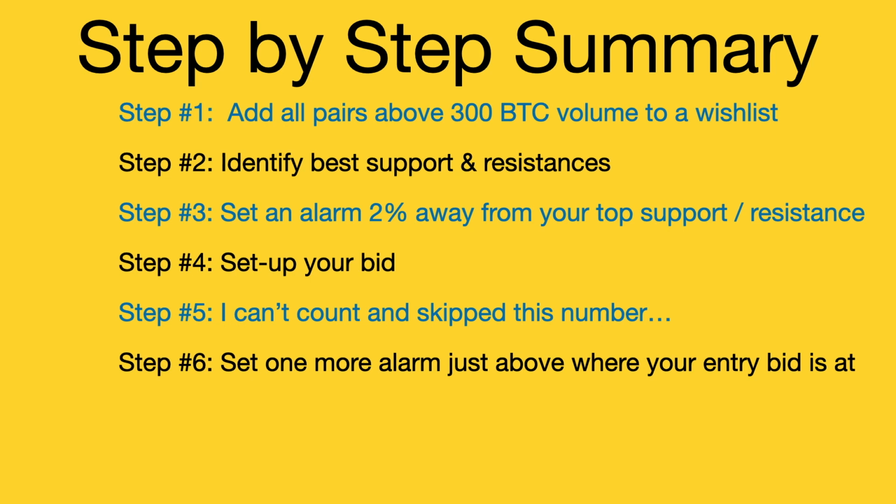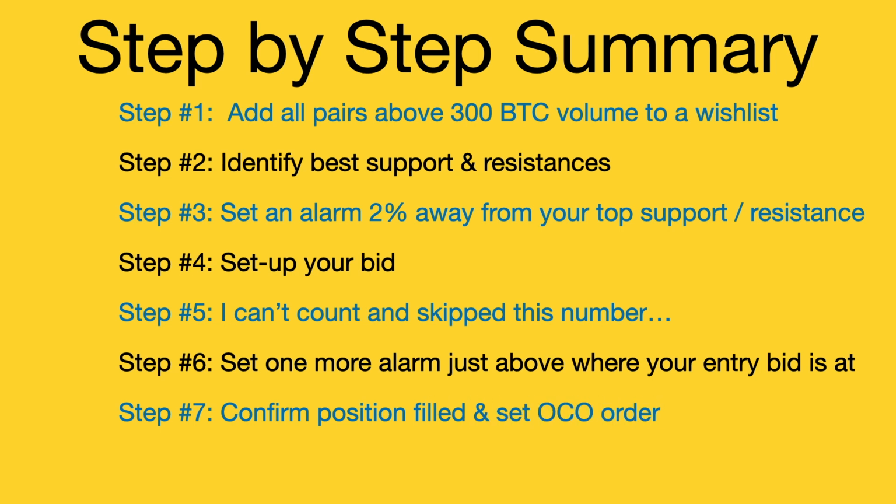And step number 7, we're almost there. Now you've entered your trade as your alarm has just gone off. Confirm that your full position was filled, and then set your OCO order. Your take profit is going to be 1.2%, and your stop loss is going to be right below your next best support and resistance line, usually about 2.5% away from your entry.